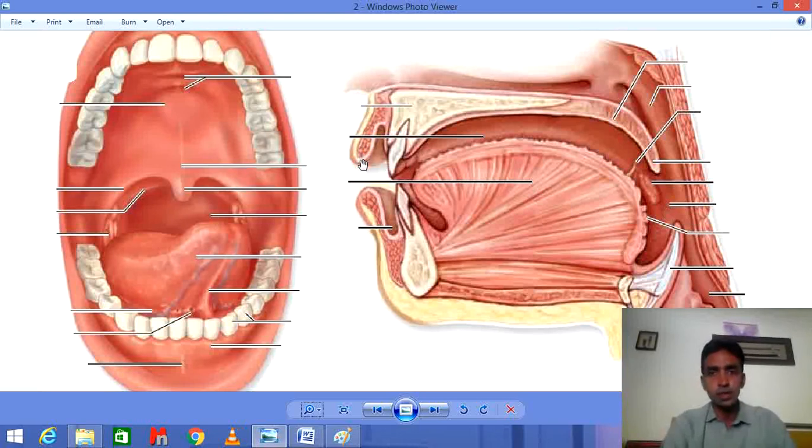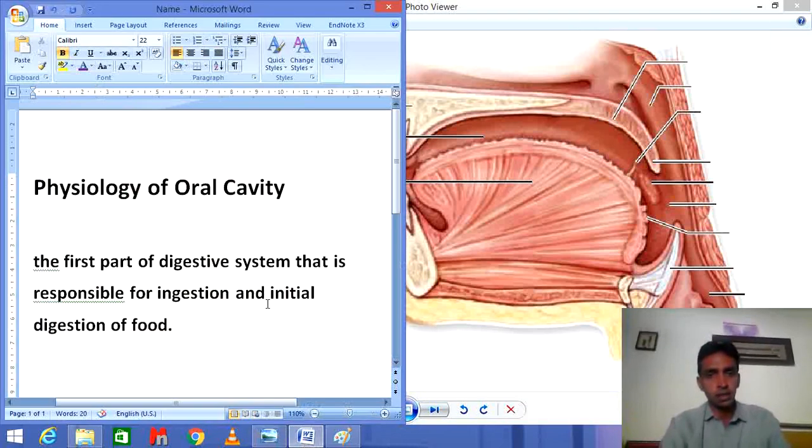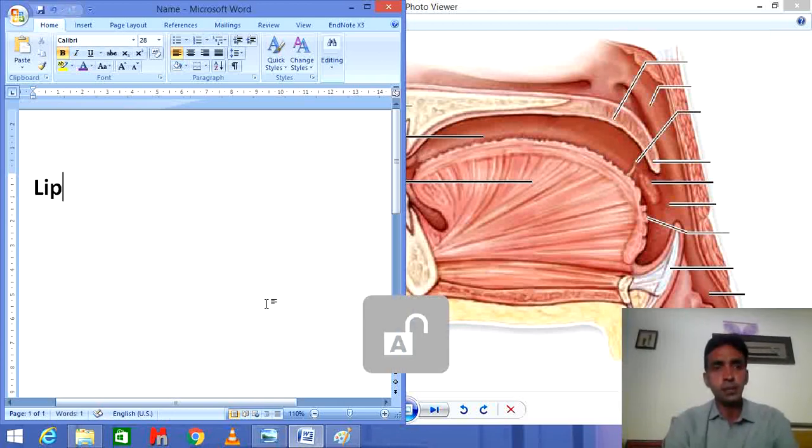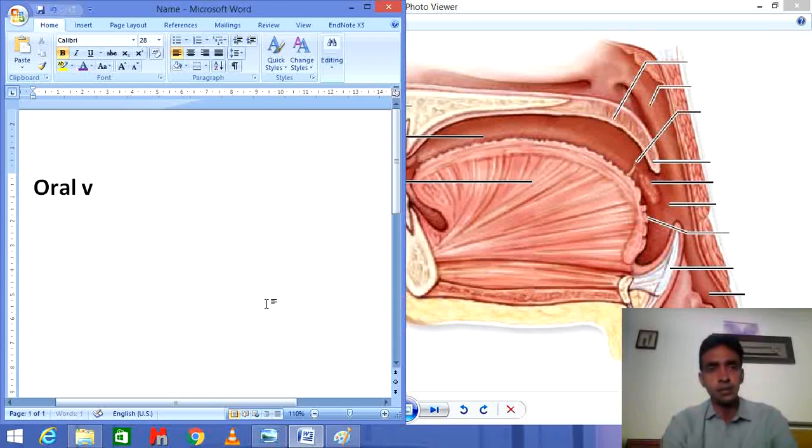Now, what is this portion and this portion? This is the upper lip and this is the lower lip. In between the lips, this space is called mouth, and I will write accordingly. First of all, the oral cavity.